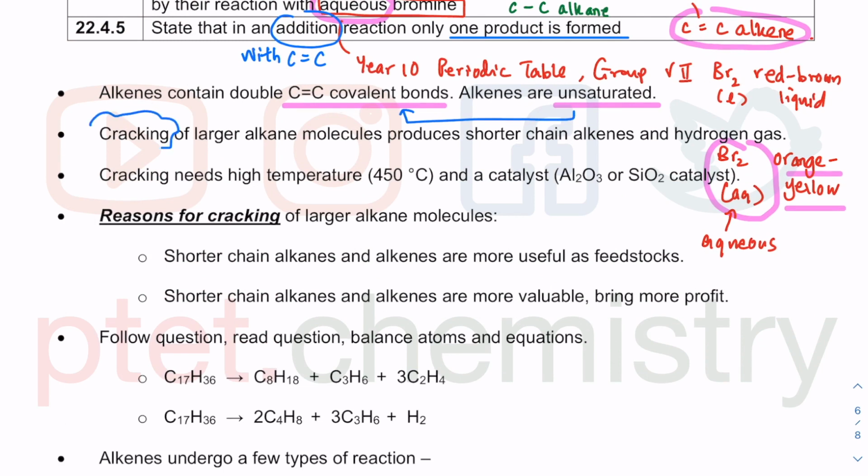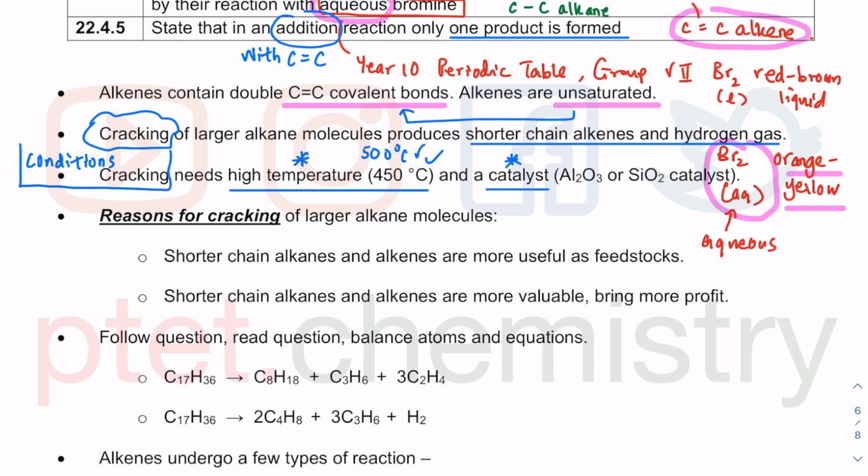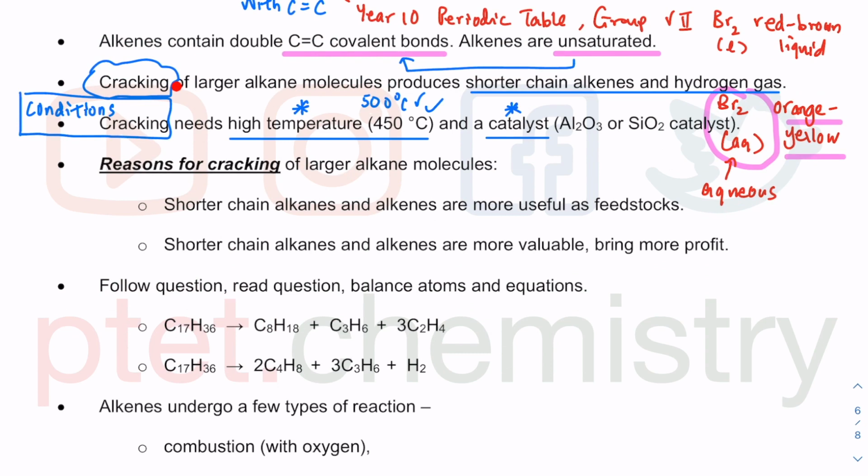This term is called cracking. Cracking basically produces short-chain alkenes and also hydrogen gas. You need high temperature, so 450 degrees Celsius or 500 degrees Celsius, both are okay. The catalyst is very important. You need heat at very high temperature, and you need a catalyst in order to do cracking. They love to ask what the conditions required for cracking are. What is this process called, where you break long-chain hydrocarbons into short-chain hydrocarbons? You call it cracking. In order to produce short-chain alkenes, you use high temperature and a catalyst.